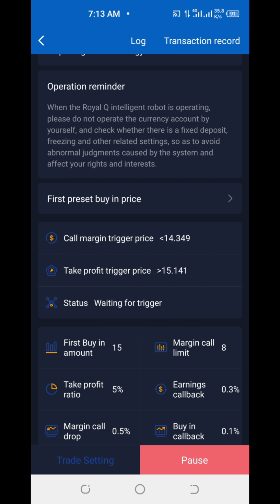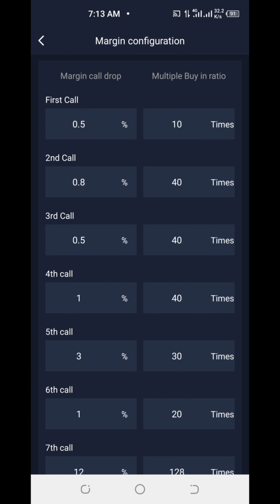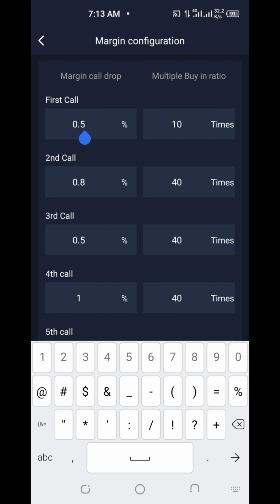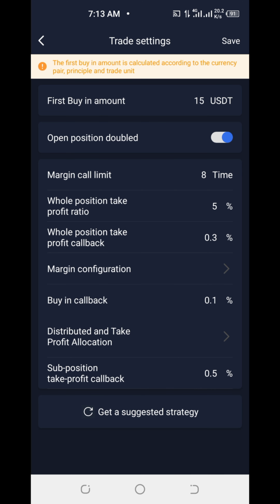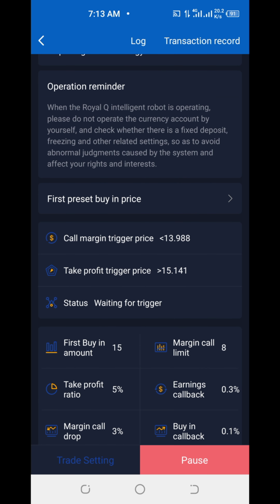Now what I do is this. I go to trade settings, margin configuration, and increase it. You see the 0.5, one is higher than 0.5, but in this case let me use 3. So that my first call is 3. So confirm, save. Then we go back.